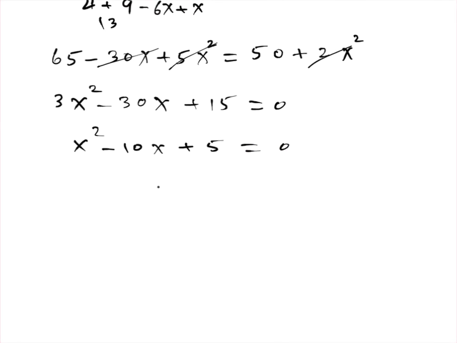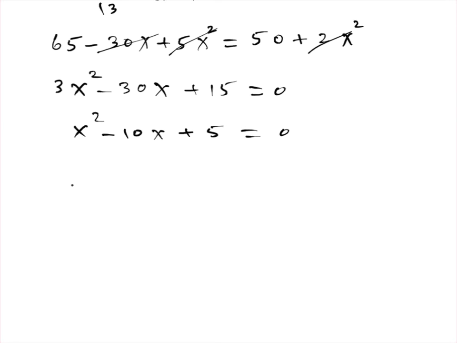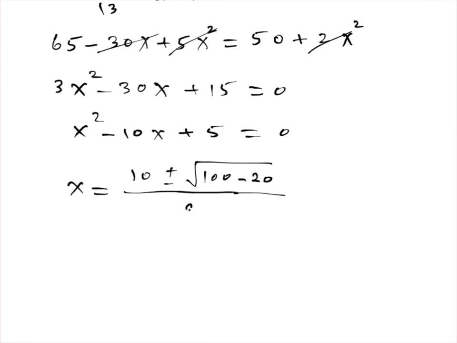And this one is not factorable, so we can just use the quadratic formula. So x equals minus b. B is negative 10, so that's a 10, plus or minus the square root of b squared, which is 100, minus 4 times a, 4 times 1, times c, which is 5. 4 times 5 is 20, and divided by 2 times a, which is just 2. And now this one you can simplify. So you get x equals 10 divided by 2 is 5, and then plus or minus.